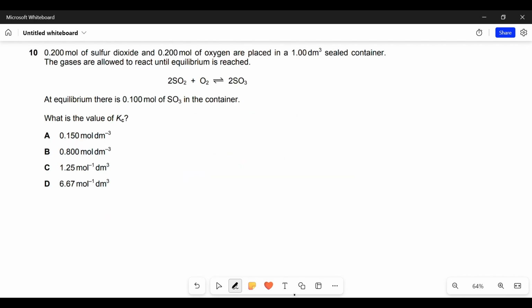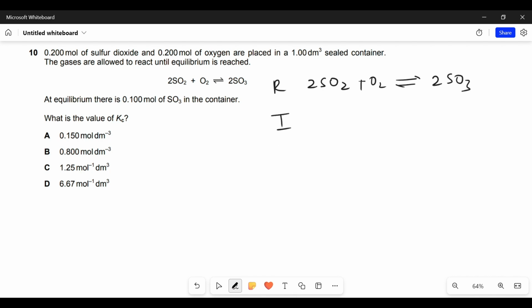Question number 10. 0.2 mole of sulfur dioxide and 0.2 mole of oxygen are placed in a 1 decimeter cube sealed container. The gases are allowed to reach equilibrium. This is the given reaction. At equilibrium, there is 0.1 mole of SO3 in the container. What is the value of Kc? In order to solve this, we need to make a RICE table. R stands for reaction, which is 2SO2 + O2 gives us 2SO3.